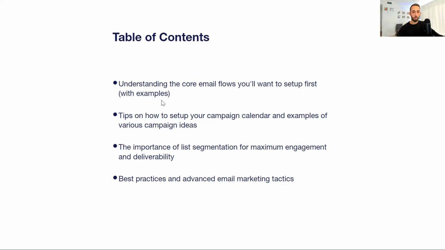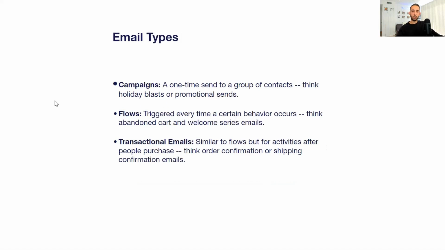So let's first make sure we're all aligned on the email types. This is super important, so that when I talk about these throughout the presentation, you understand what I actually mean. A campaign is a one-time send to a group of contacts. Think about a holiday blast or some kind of promotional send. Whereas a flow is an automated email. It's triggered every single time a certain behavior occurs. Think about an abandoned cart or a welcome series email.